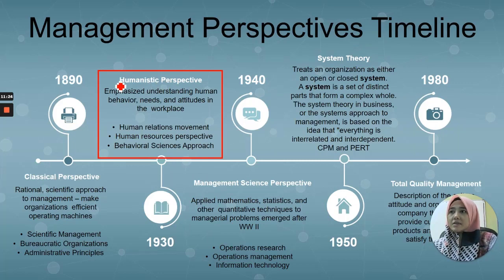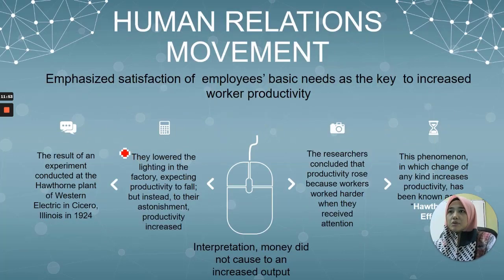Okay, next is the humanistic perspective. Okay, the humanistic perspective, they emphasize understanding human behavior. Baru masuklah. Okay, dia ada rasa macam kemanusiaan sikit. Kalau dulu dia macam robot. Okay, bila dah masuk revolusi industri yang kedua berkembang ini, okay, kita masuk kepada human behavior, needs, attitudes in the workplace. So adalah wujudnya human relation movement, human resources perspective, and behavioral sciences approach.